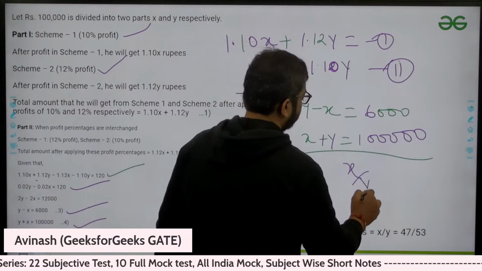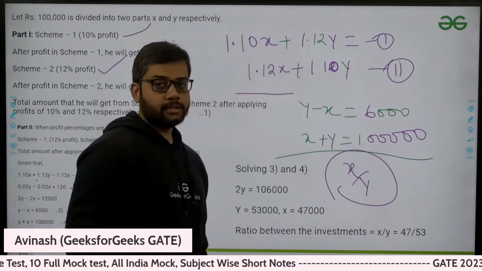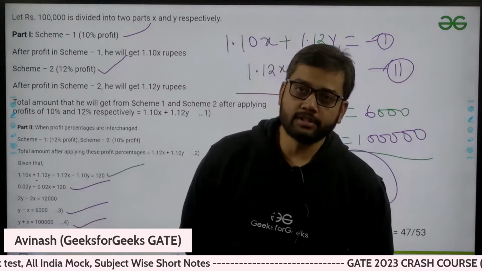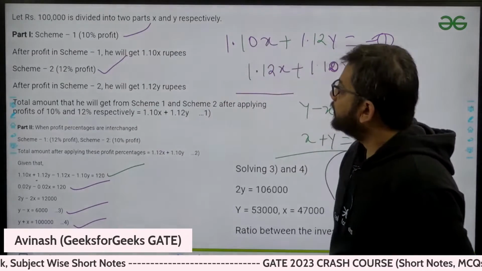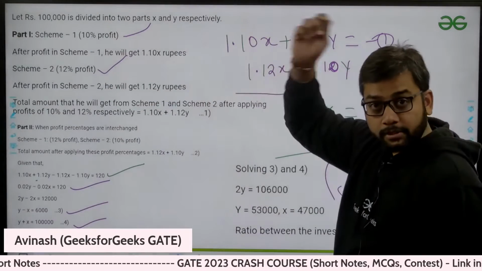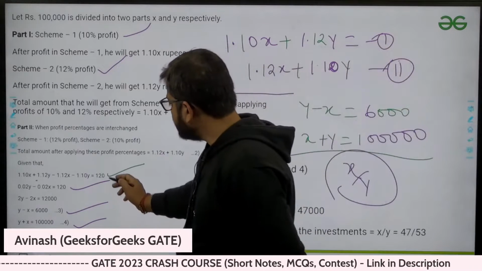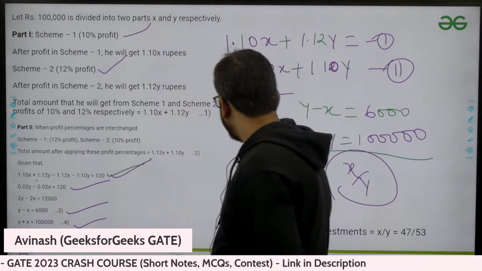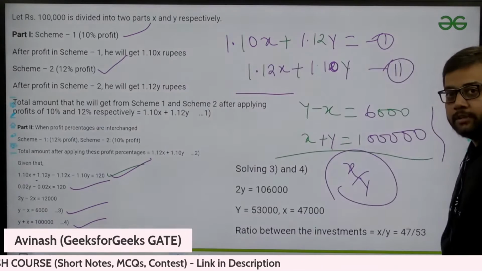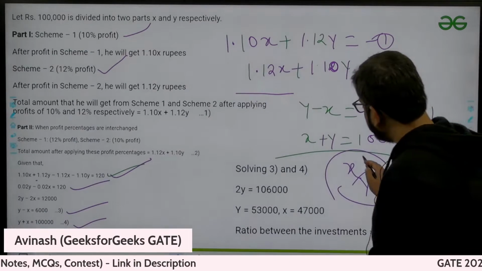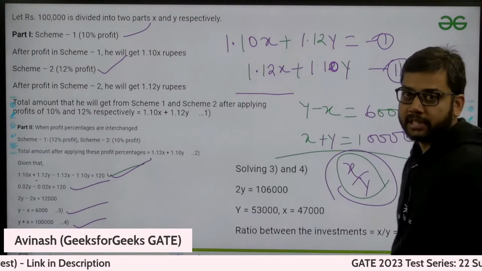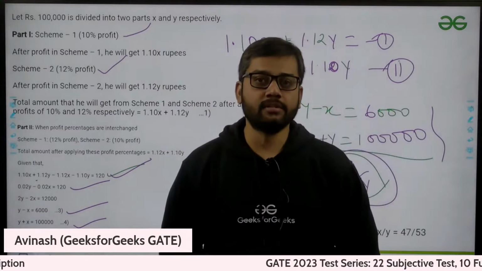Now, why is this question important? First, you need to understand this concept. Here they have checked a little calculation, the knowledge of linear equations in two variables, and after that the ratio part. So in one question they have checked three of your concepts.